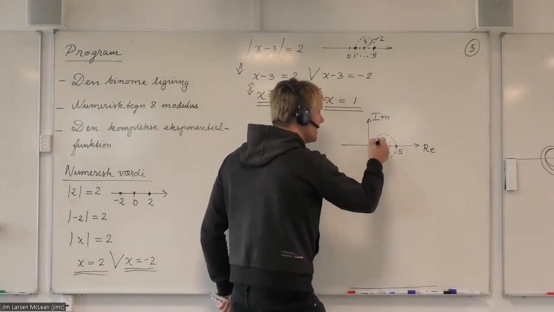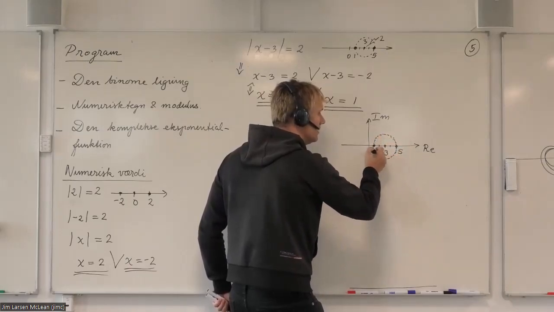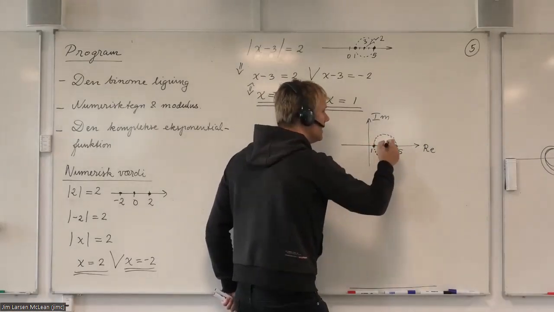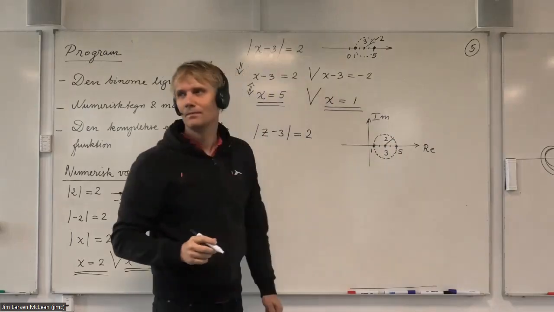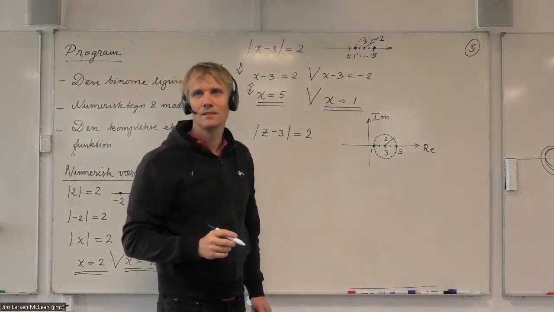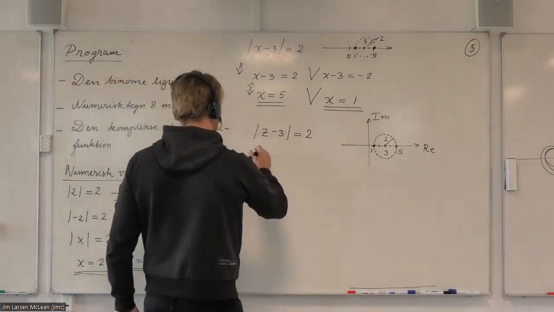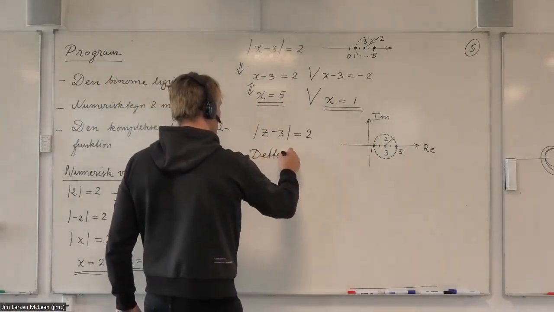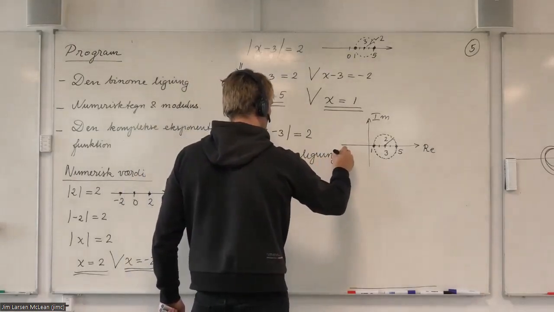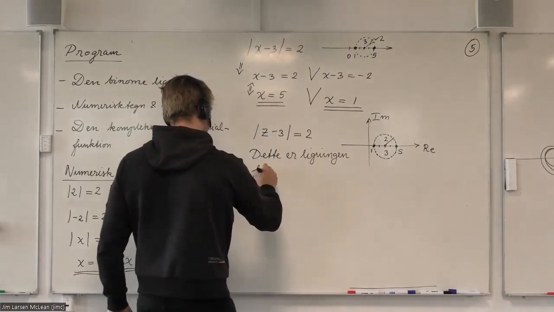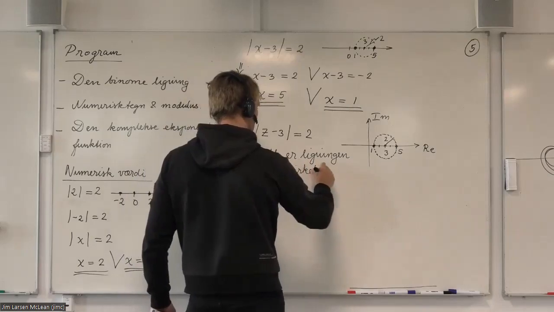All C's on this circle, what can we say about all the complex numbers C on this circle? What can we say about them? They are at a distance of 2 units away from the complex number. Can you see this? So here we have the equation for a circle. It's an equation for a circle in the complex plane.